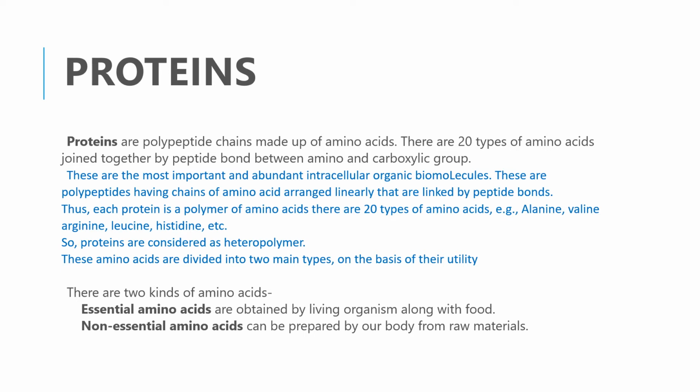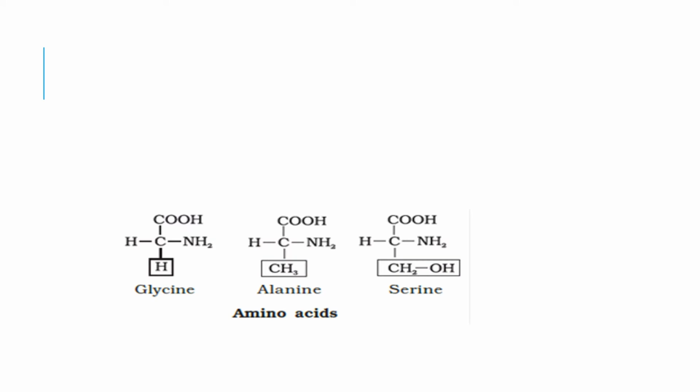There are two kinds of amino acids. Essential amino acids: we can remember it like this, it is very essential to take these amino acids in our food. And non-essential means they are not required in food, because our body can prepare these amino acids. These are the structural formulas of amino acids: glycine, alanine and serine.